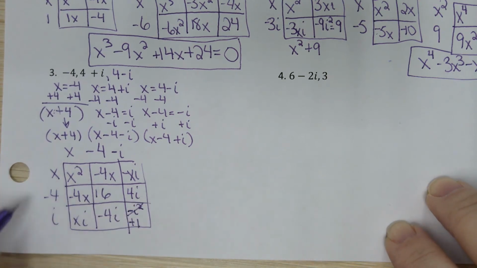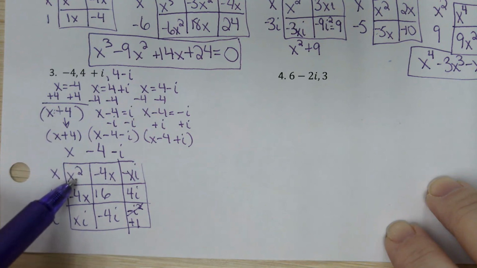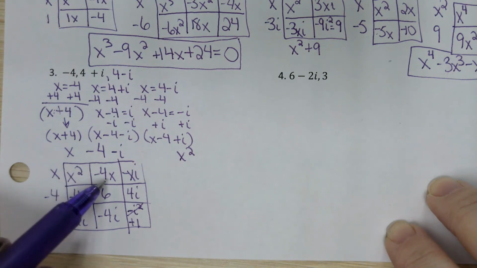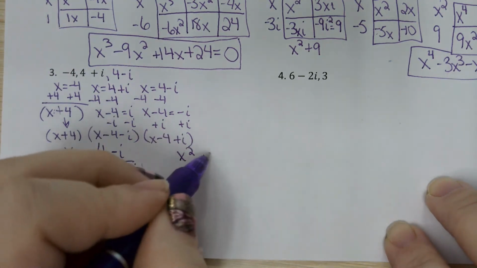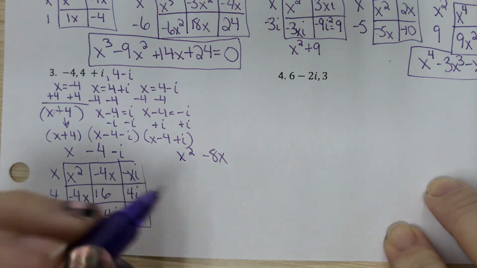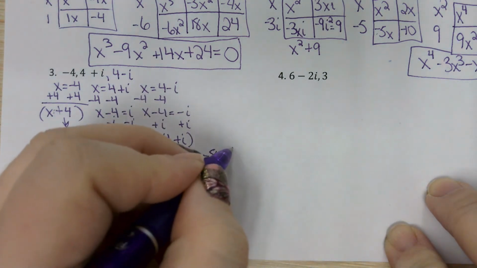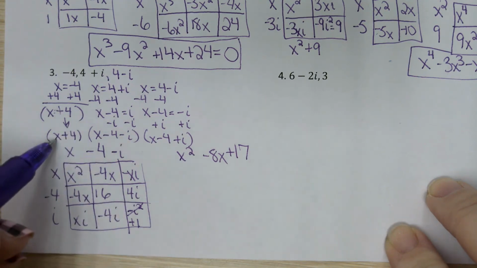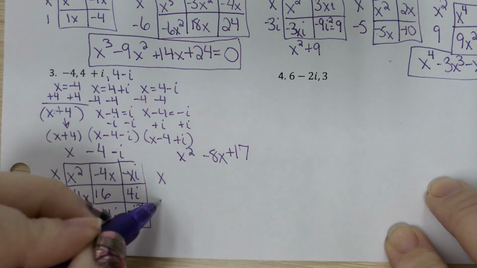Let's combine our like terms. X squared is the only x squared term. Negative 4x minus 4x is negative 8x. 16 and 1 can combine together to be 17. Negative xi, positive xi, those cancel. Negative 4i, positive 4i, those cancel. So the only thing left to do is to multiply by x plus 4.